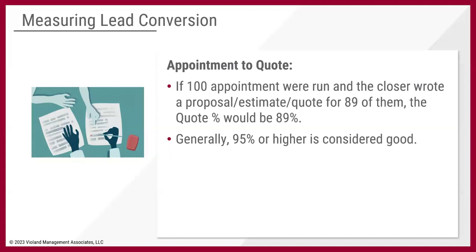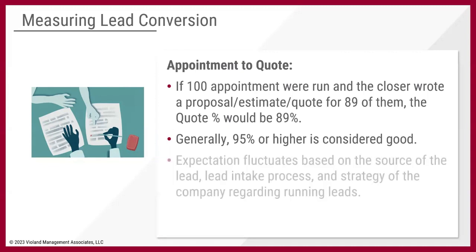But generally, I think that if you're quoting under 95%, it's certainly something that you need to look at and figure out where you could optimize that. Again, the expectation for this is also going to fluctuate based on the source of the lead, and how you qualify, if you qualify in the office. What I mean by that is the lead intake process, and the strategy of the company regarding running these leads.